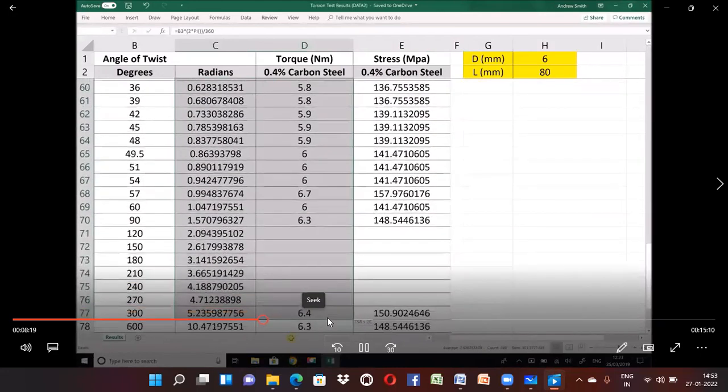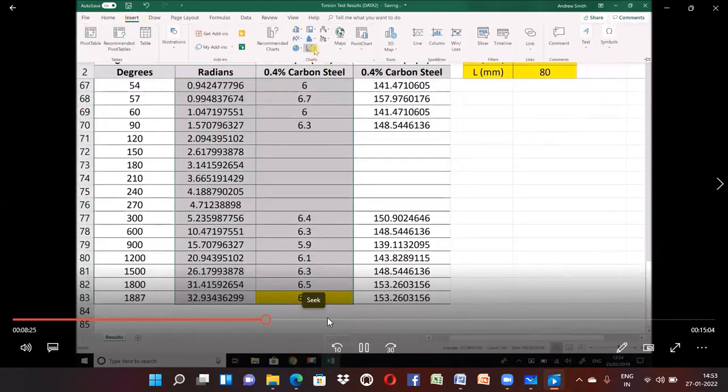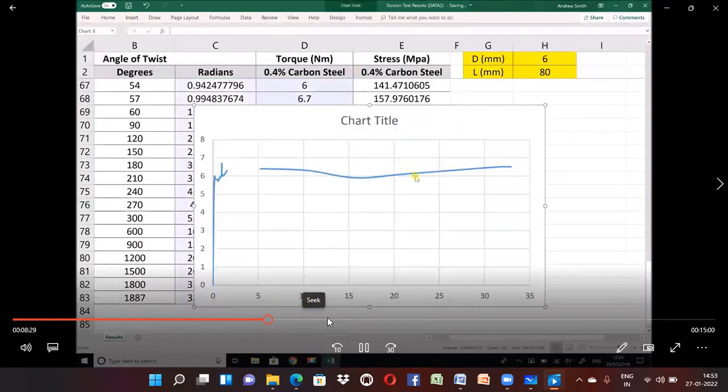I'm going to highlight the 2 columns. I'm going to do insert, scatter, and I end up with a graph that looks something like this. Now this graph represents all of our data, but in actual fact, we can only determine the modulus of rigidity during the elastic deformation stage.